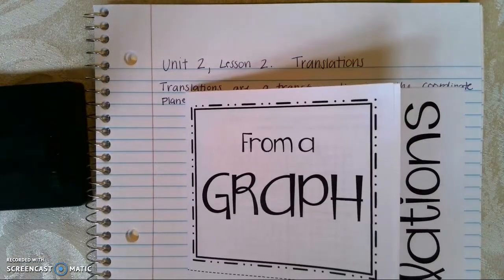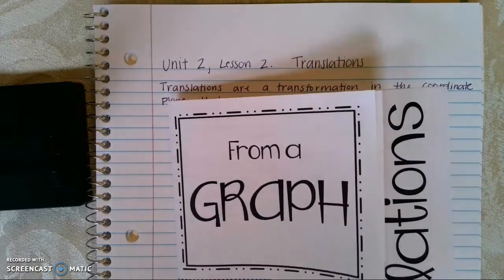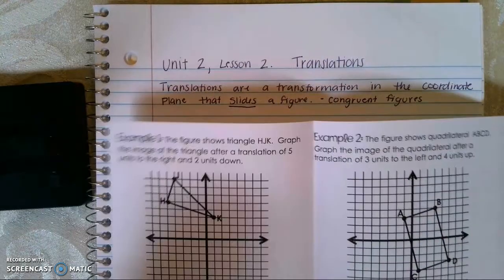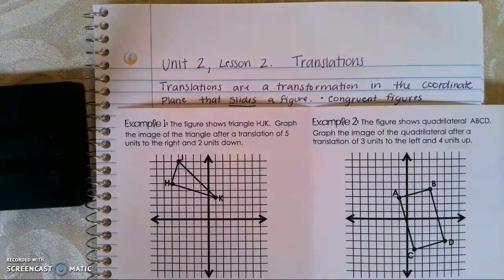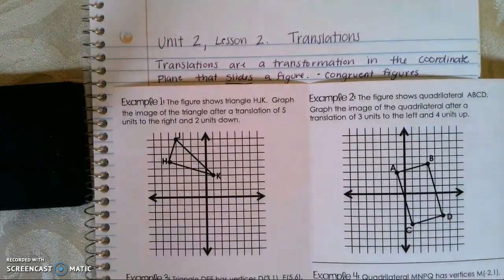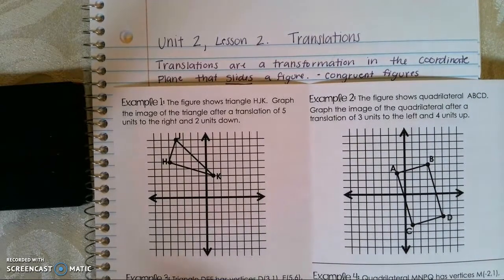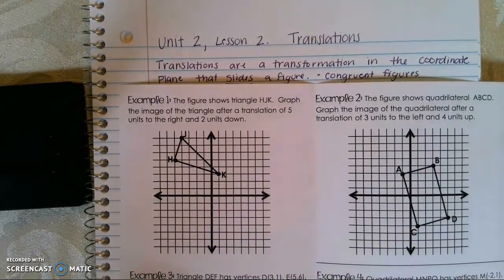So I'm going to go ahead and open this foldable that we're given. And we're going to do translations from a graph. Okay, remember you can always pause this if I'm going a little too fast. The goal is for you to sort of set your own speed at home.